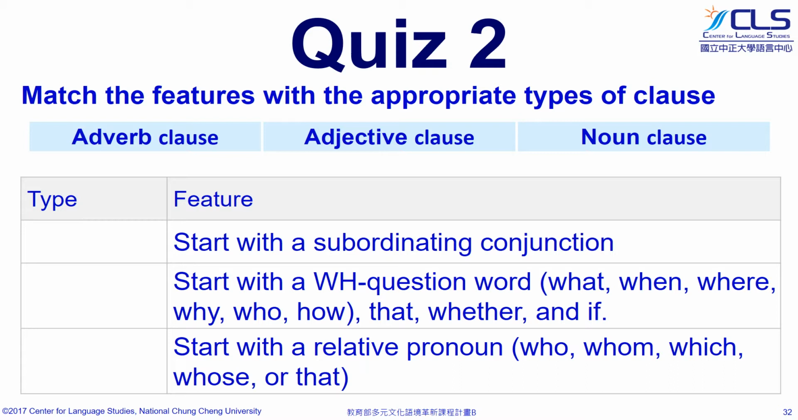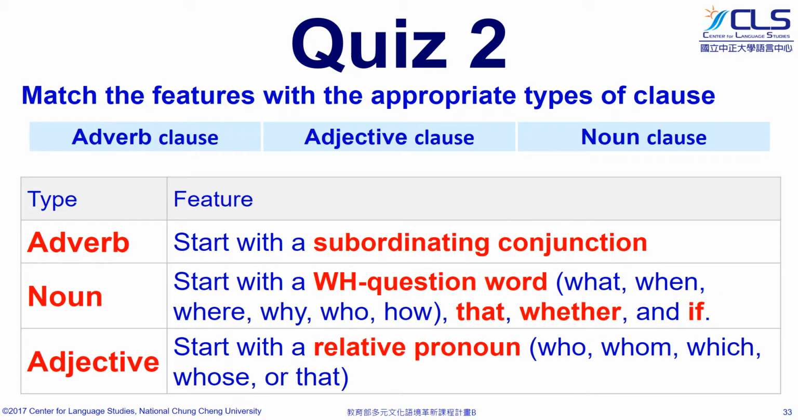Next, please match the features with the appropriate types of clause. Here are the answers. As we have learned, the three dependent clauses start with different connectors. An adverb clause starts with a subordinating conjunction, while a noun clause starts with a WH question word, that, whether, or if. An adjective clause starts with a relative pronoun.